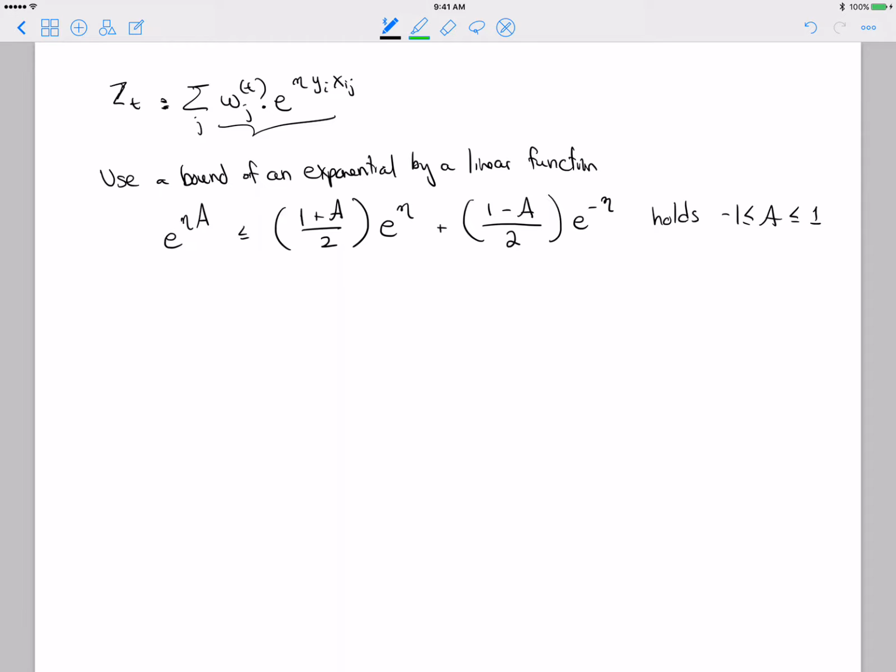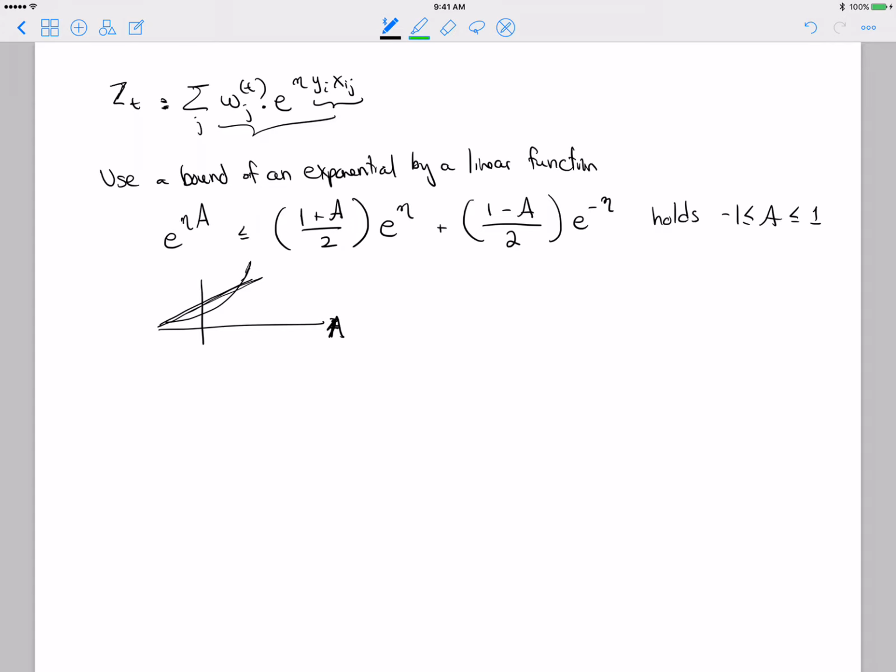Okay, but in our case, a is going to be this guy over here, yi times xij. So that thing, remember the x's live in a box, and the y's are either -1 or 1, so we're okay. And if you actually try to draw that bound, sorry, this is a, then it looks something like that. So here's the exponential here, and then this thing is the linear upper bound there.